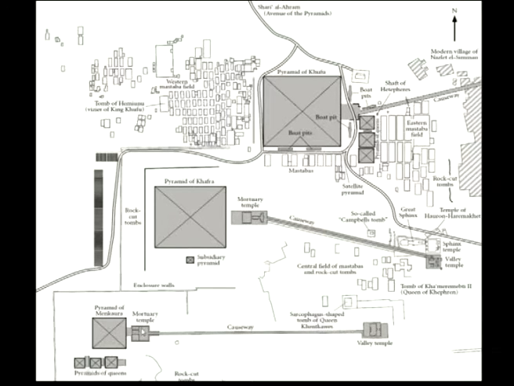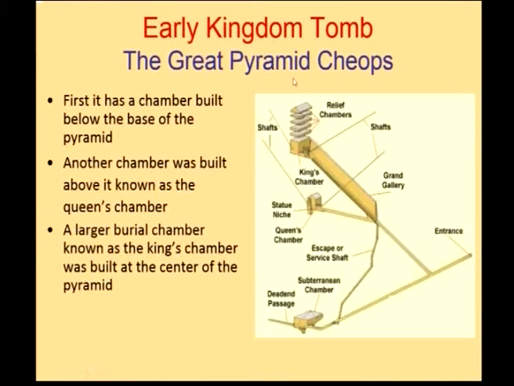And you could see various other structures in the complex. The complex also consists of palaces, temples, and other mastabas for the queens. The Great Pyramid of Cheops.